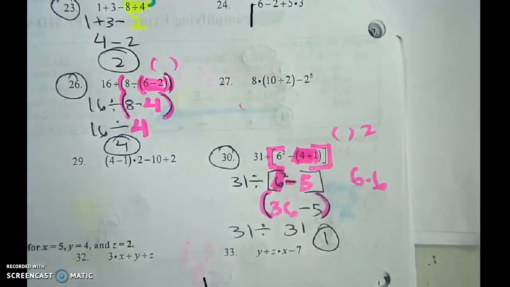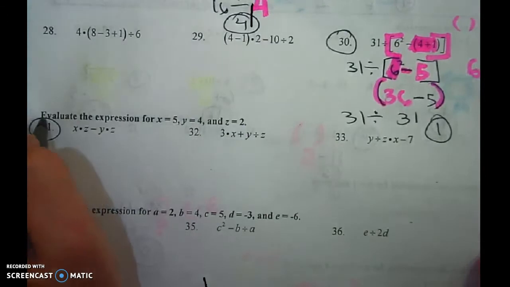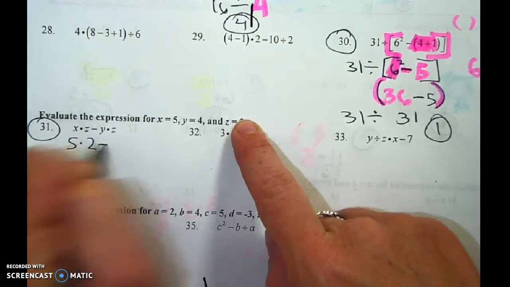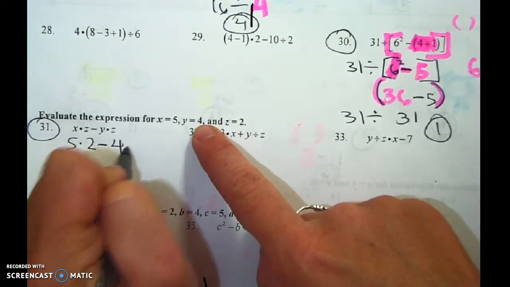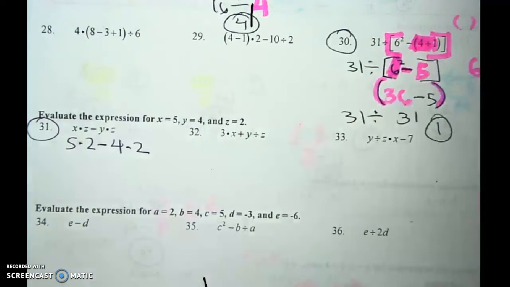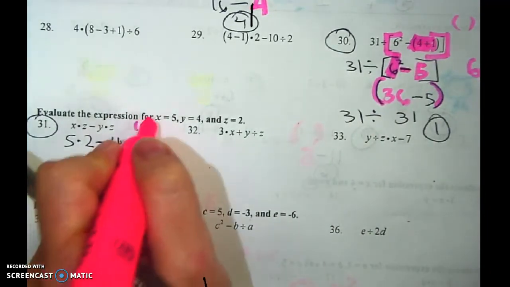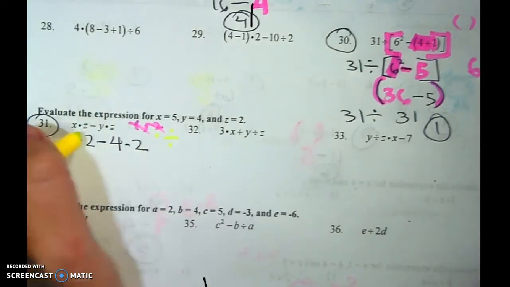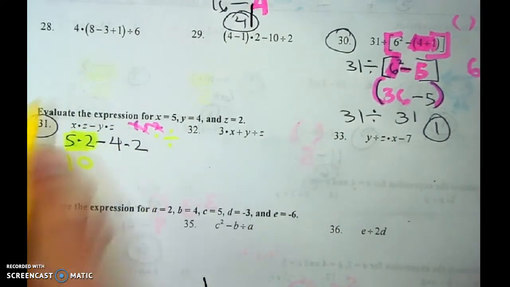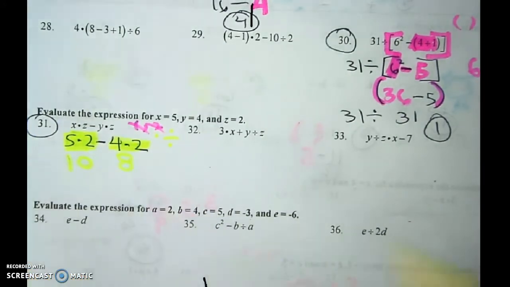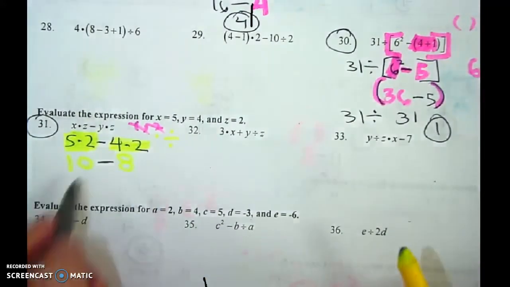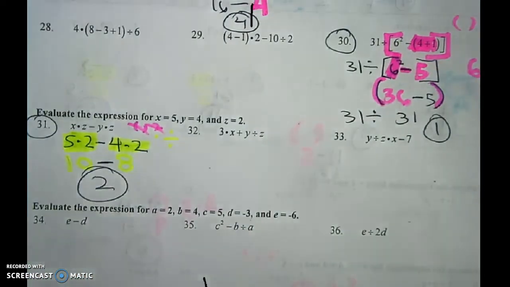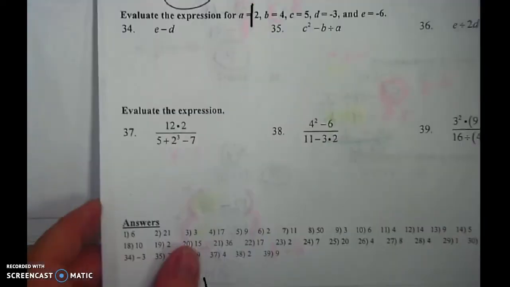Okay? Let's do another one. Number 31. My x is 5 times my z is 2 minus my y is 4 times my z is 2. Any parentheses? No. Any exponents? No. Any multiply or divide? Yes. This, 10, and this, 8, with a minus in the middle. 10 minus 8, 2, and I'm done. Okay? All right. Let's jump to number 37.